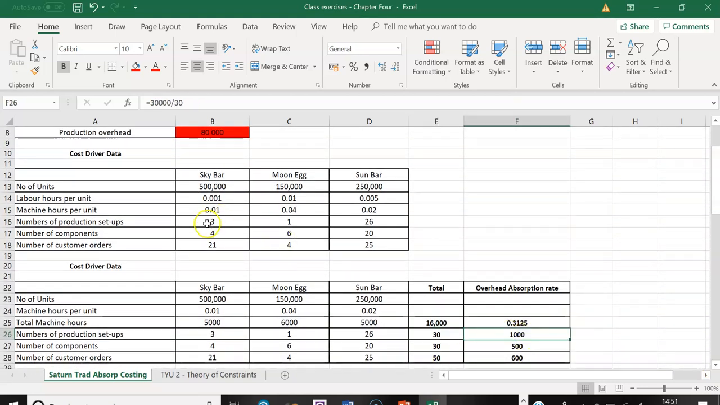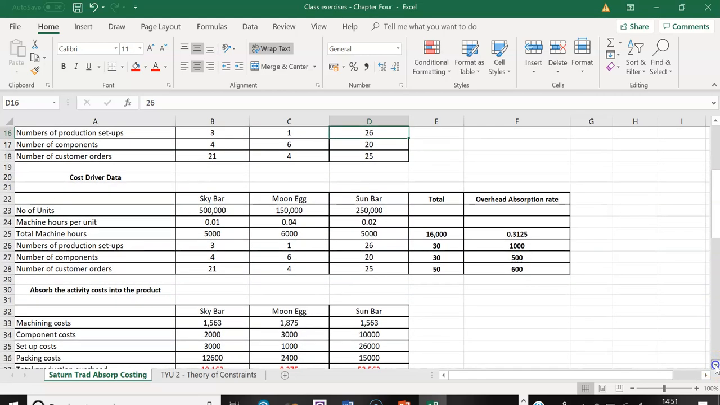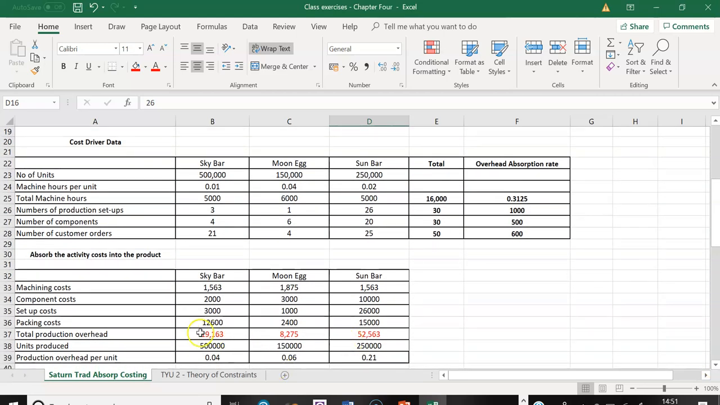So therefore, Skybar should take three of those, and so 3,000 is allocated to Skybar, 1,000 to Moonegg, and 26,000 to Sunbar. That's what I'm ultimately trying to do, to just allocate those overheads to these guys. And so I do all of that, and you can now see that I create a table to do that allocation. So I've just talked about setup costs. So those are machine costs, and you can see my formula there.